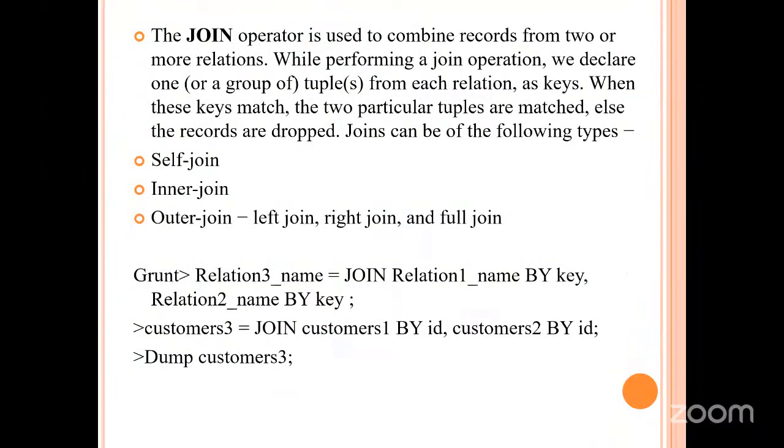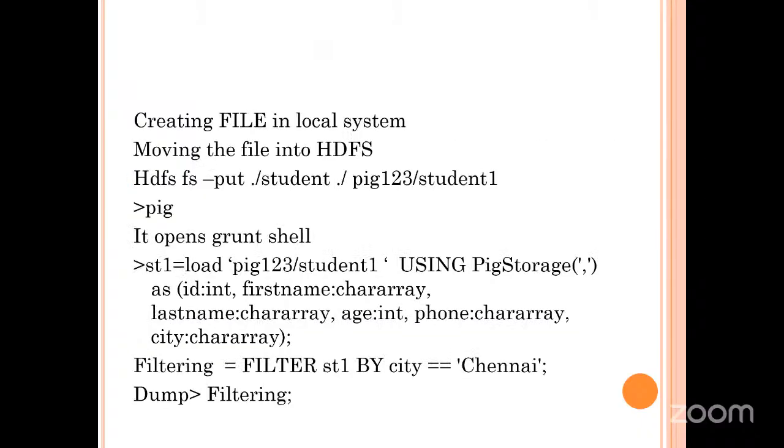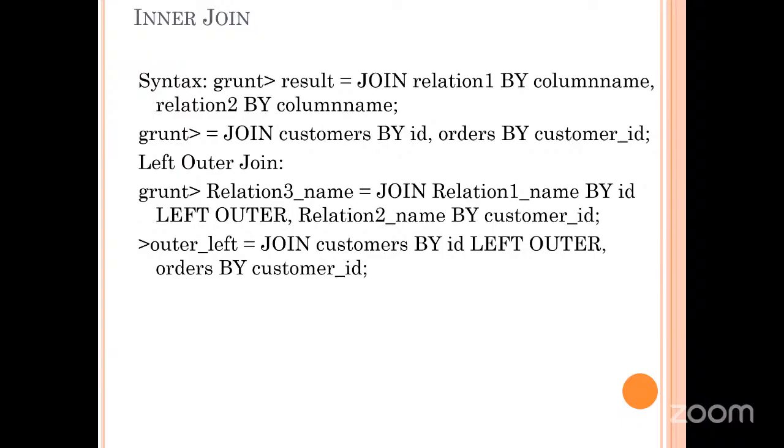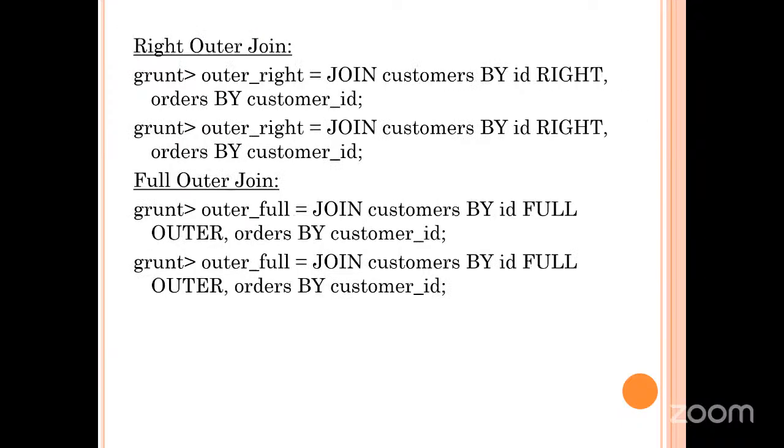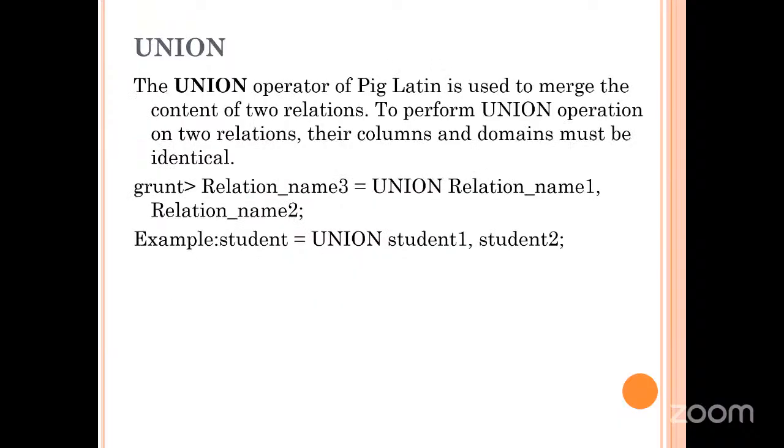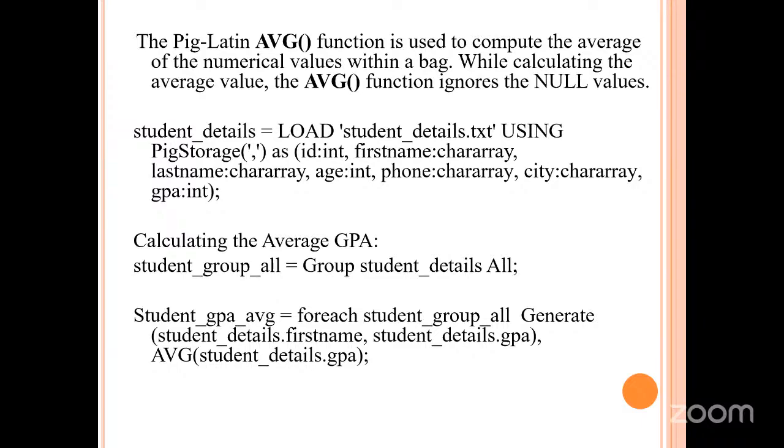That is, first one, you're using the grunt command to perform the join function, right? You're creating the Hadoop file system in the local libraries. Next, you're joining them again by using the different types of joins. You're doing right outer join, left outer join, union operator, right? Average, you're going to load the details and calculate the average CGPA of a student, right?